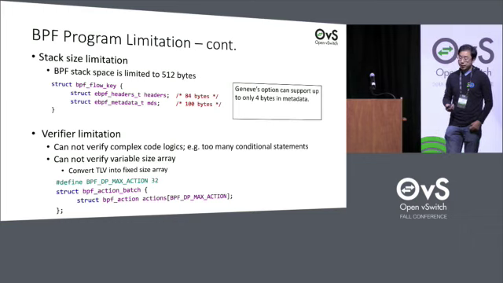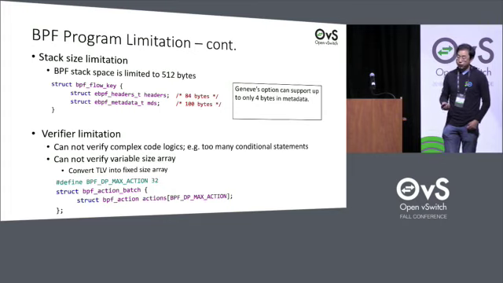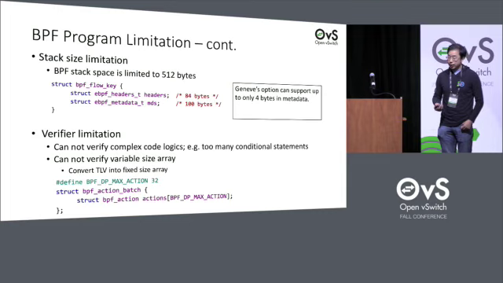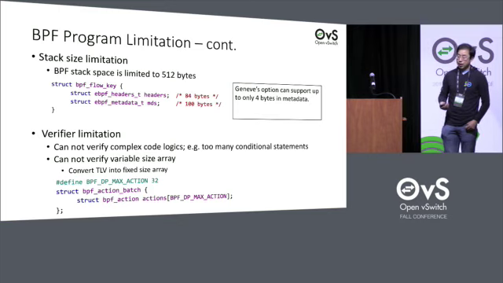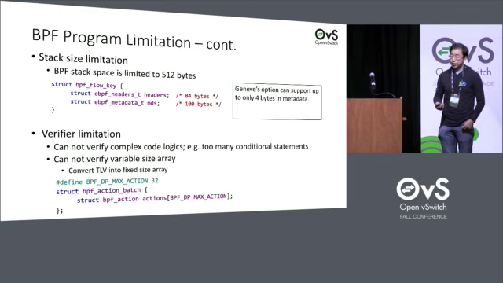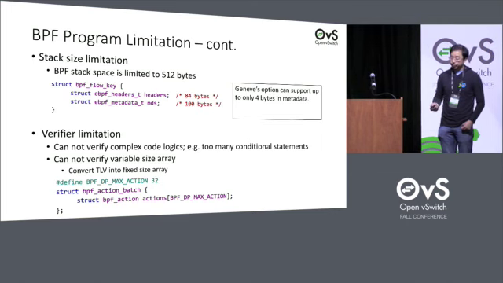For example, for the action batch, in the official OVS, it's a variable size. But in BPF, we have to use a fixed size. Here we use 32. And if there are more actions, then we may need tail calls. And also, if the action number is less than 32, there will be a waste of memory.